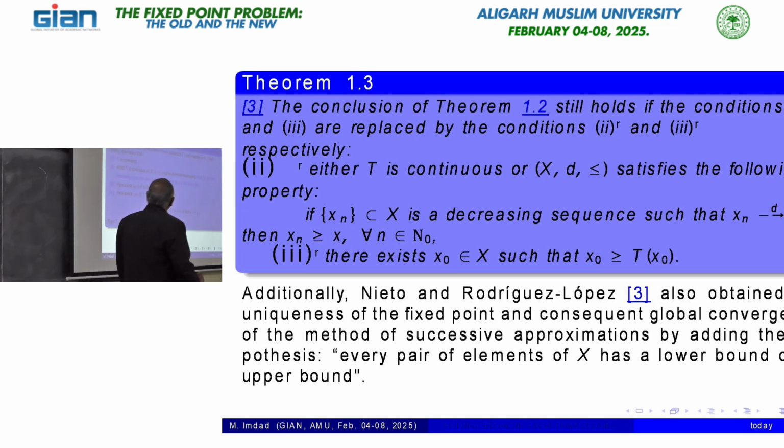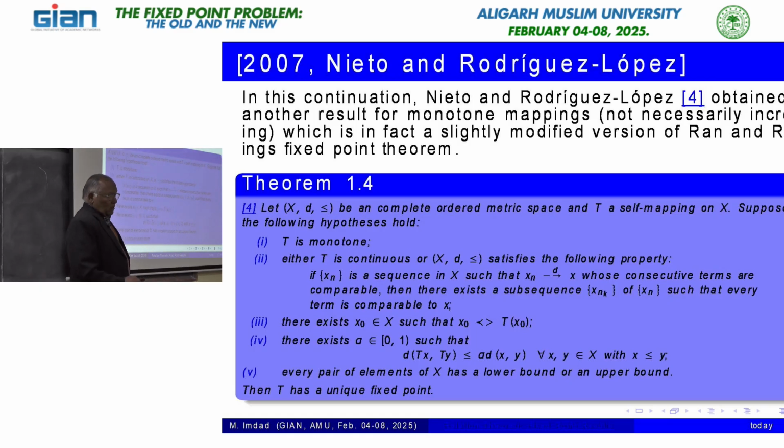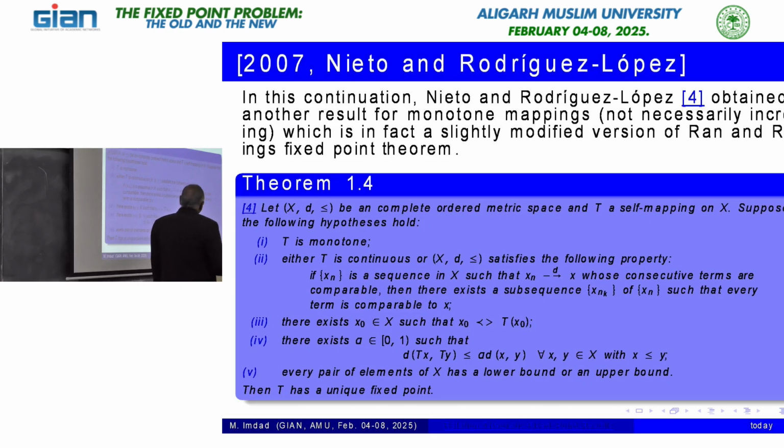This came again into 207. Now here is another theorem which came in 207, and the theorem is as follows. Here you just look at this: a complete ordered metric space x, d, tau, T is monotone, which means it includes both the cases and unifies them, and T is a continuous map such that it satisfies the following properties.